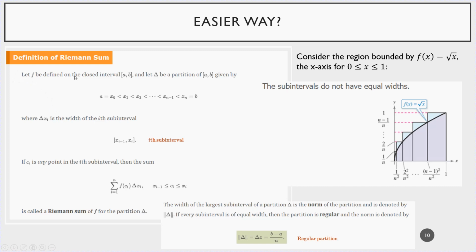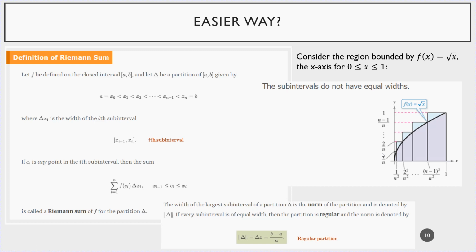Let f be defined on the closed interval from a to b, and let delta be a partition on a to b. All of these rectangles are the partition, given by x sub 0 is less than x sub 1, less than x sub 2, all the way to x sub n, where delta x sub i is the width of the ith subinterval. If c sub i is any point in the ith interval, somewhere in between, then the sum as i goes from 1 to n of f of c sub i times delta x sub i is what's called the Riemann sum of the partition delta.